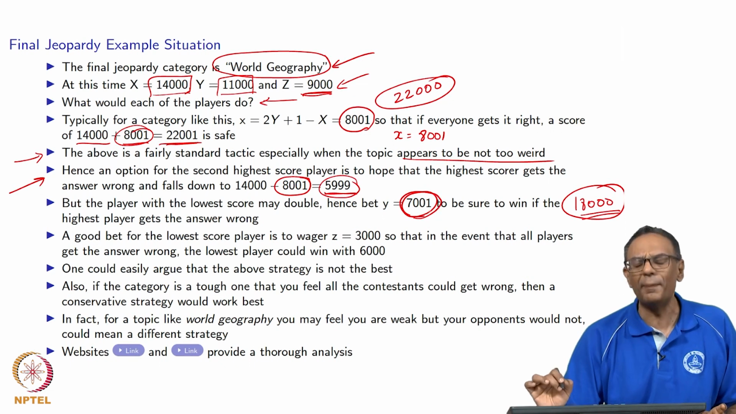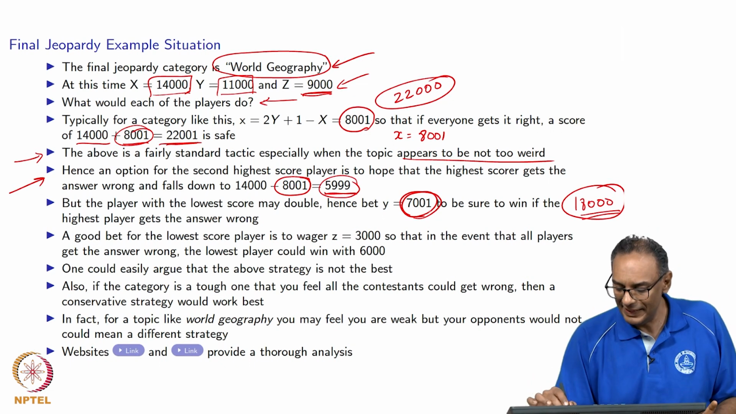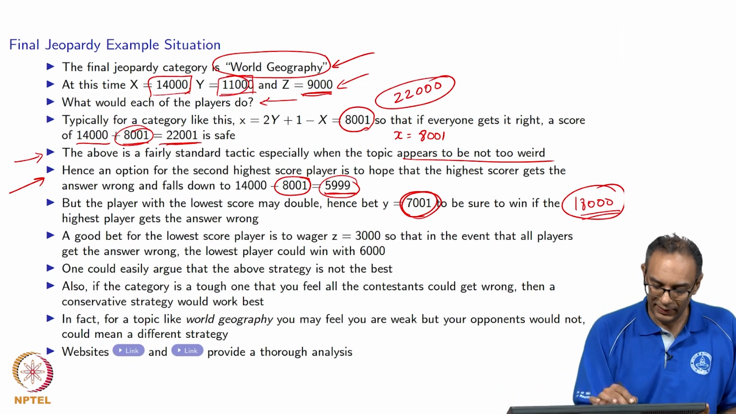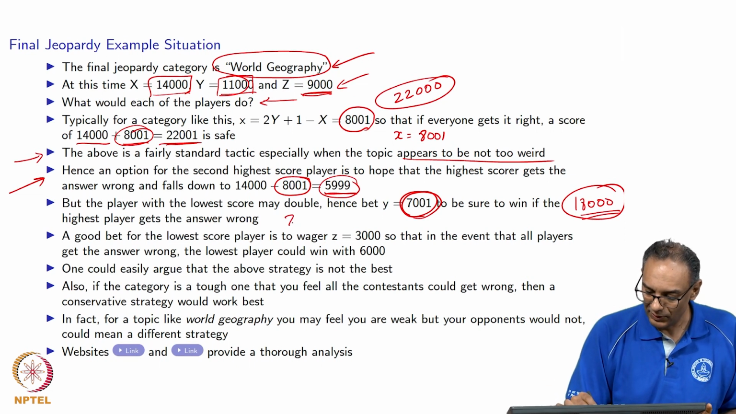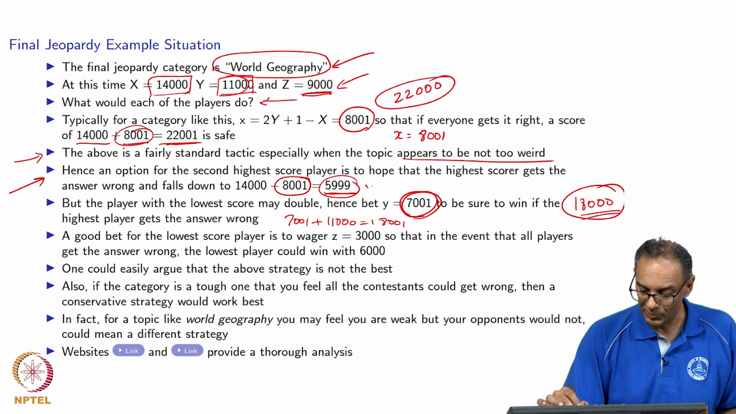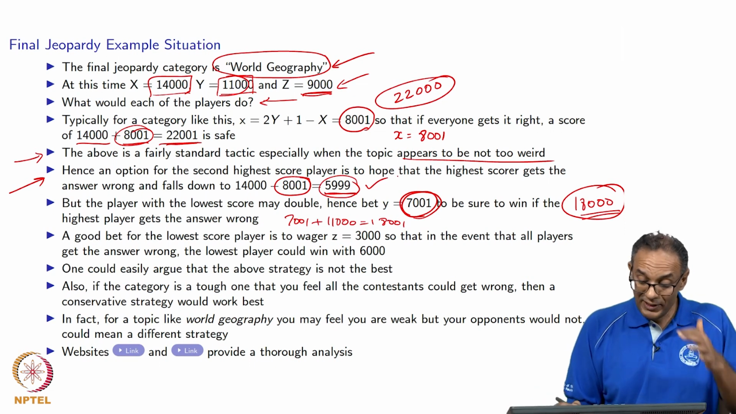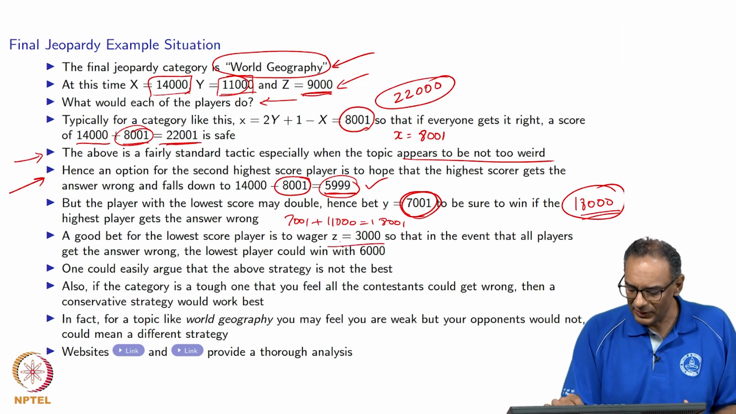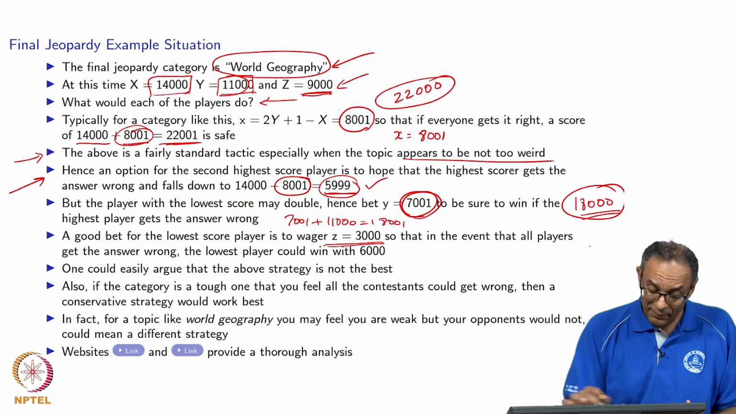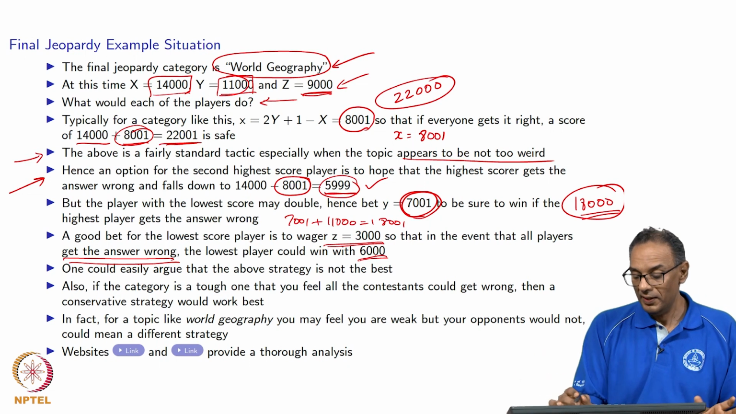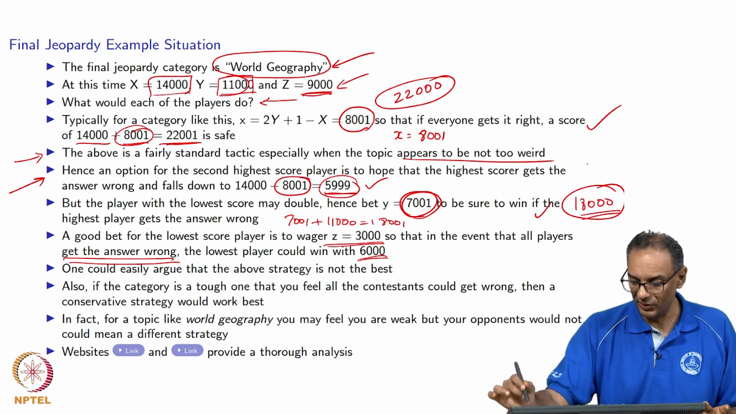So given that this topic is something that they feel confident about, they would wager 7,001, so that 7,001 plus 11,000, if they get the answer correct, is 18,001, and they can win provided the first person gets it wrong. Now the lowest player, their best bet could be several things. One good bet is for them to wager 3,000. So if everybody gets the answer wrong, then the lowest player is going to win 6,000, because they are probably guessing that this is a strategy that the others are going to pick.